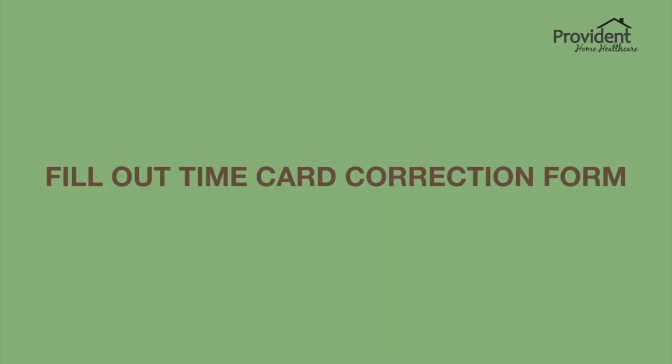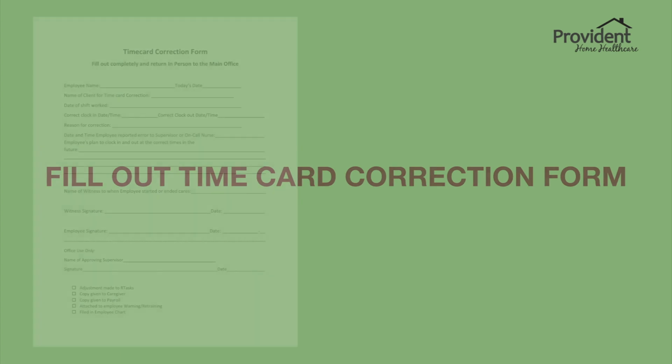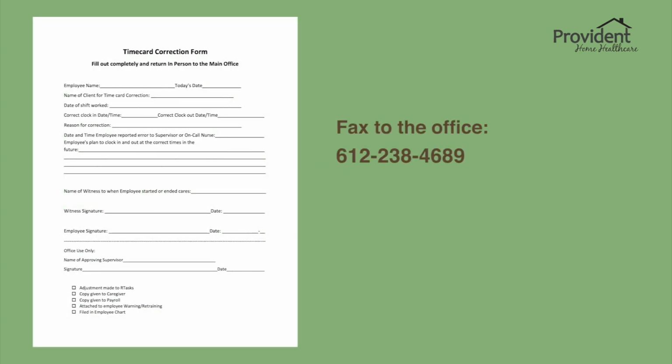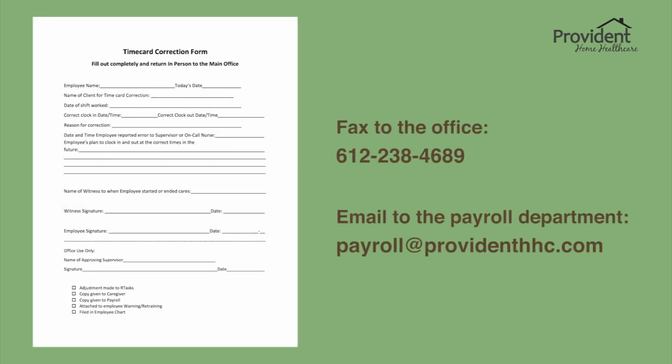If you forget to clock in or out on time, you will need to fill out a time card correction form and fax this into the office, or email it to payroll@providenthhc.com. Failing to clock in or out on time more than 2 times per month may result in a retraining and requiring an in-office meeting for future time card adjustments.